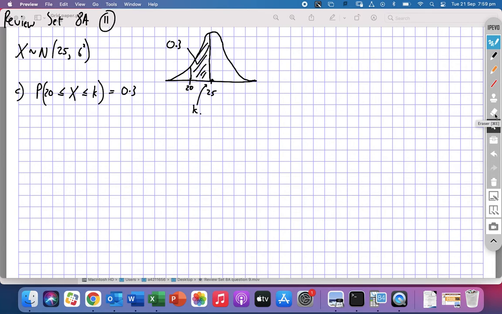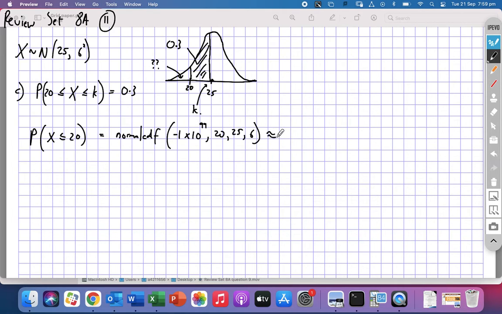Right. Now the way I'm going to work it out is to figure out what this probability is in here. So I'm actually going to first think, well, what's the probability that x is smaller than 20? We can find that using normal CDF, where our lower is minus 1 times 10 to the 99, our upper is 20. We'll need to enter in the mean and the standard deviation, and we'll get an area.